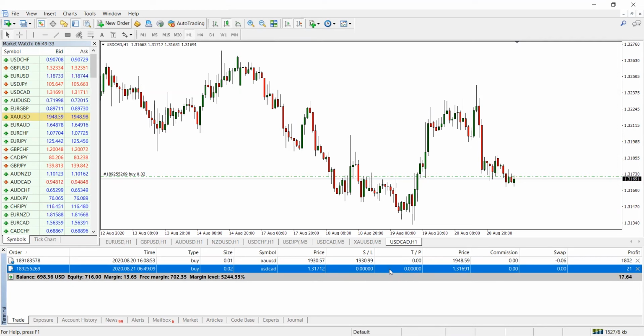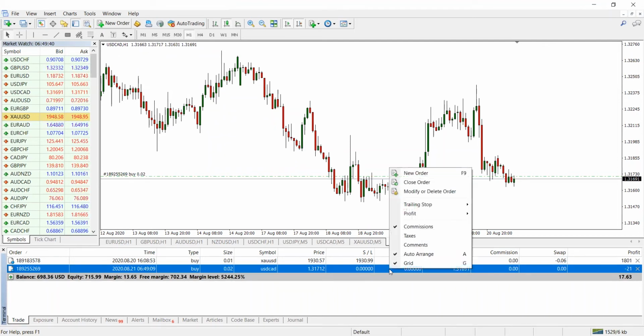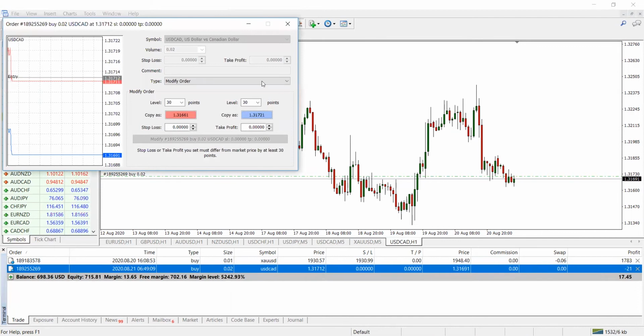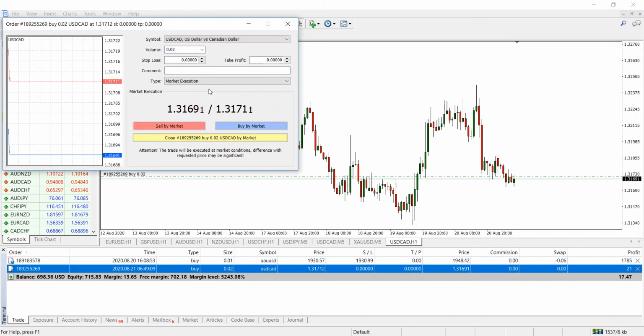Now, what if we want to close this partially? It has moved in our favor. What do we now do? We'll simply right click on that trade and then we click on modify. But we are not trying to modify that trade, right, in order to set the stop loss and take profit, but instead we're trying to close part of it, partial close. And this is the manual way, by the way. So we click on market execution and then you can see close at the bottom here.